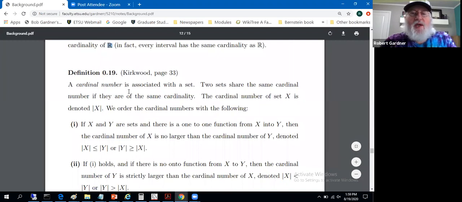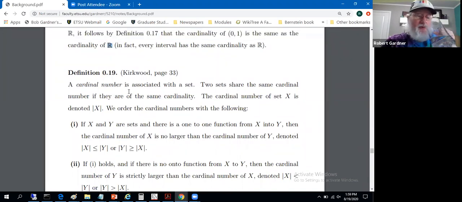We're going to associate cardinal numbers with sets as follows. We'll say that two sets share the same cardinal number if they have the same cardinality. That is, if there's a one-to-one and onto function from one set to the other. The cardinality of set X is denoted with usual symbols that look like absolute values. It means the cardinality of set X.